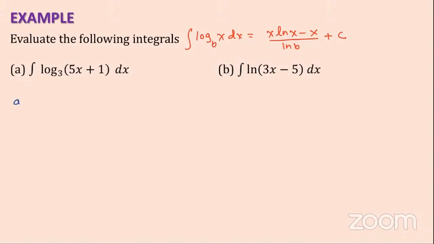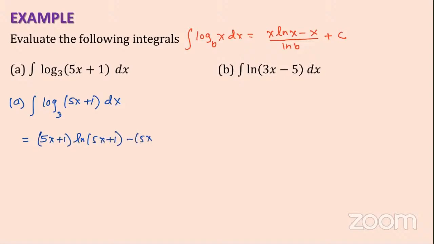So in A, we have integration of not natural log, log with base 3 of 5x plus 1 with respect to x. So that is equal to, if you look at the formula, we have x log x, but in place of x, we have 5x plus 1. 5x plus 1, natural log 5x plus 1, and then minus x, so minus 5x plus 1, divided by the natural log of the base. Also, you have to divide by the derivative.